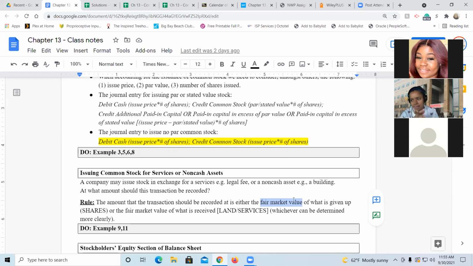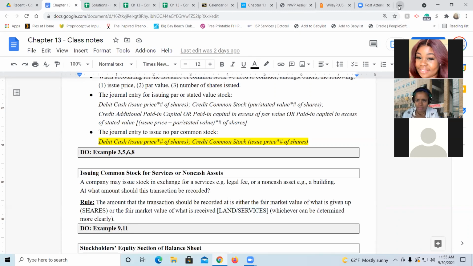But there's two things at play here. Sometimes the company is a public company, so their shares are actively traded on the stock exchange, which means that you could use the fair market value of the shares that are being issued to the investor as the amount to record the transaction at. So you have a choice, right? You either use the fair market value of what is being given up by the company, which is the shares, or the fair market value of what is being received by the company, which is the land or the services. Now you're going to say, well, which one should we choose? The rule is that you look at whichever can be determined more easily.